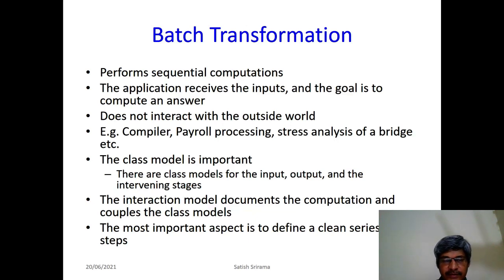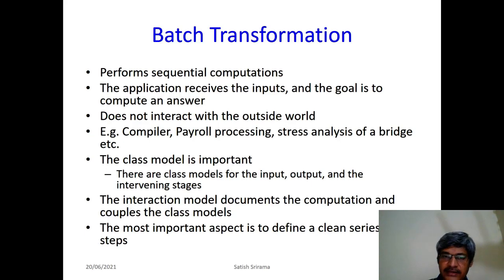In such sorts of systems, okay, the class model is very important. There are class models for the input and output for each and every intervening stage, so you can go across several stages. In this sort of system, the interaction model documents the computation and couples the class model. Okay, so the interaction model is also critical here. The most important aspect in such batch transformation is to define a clean series of steps. So these stages should be made clear.